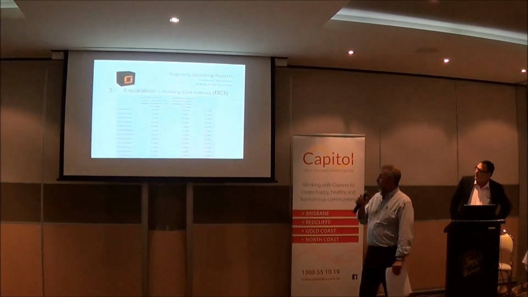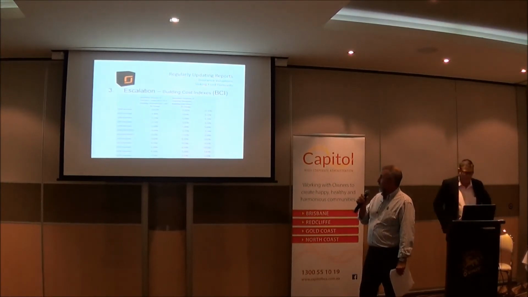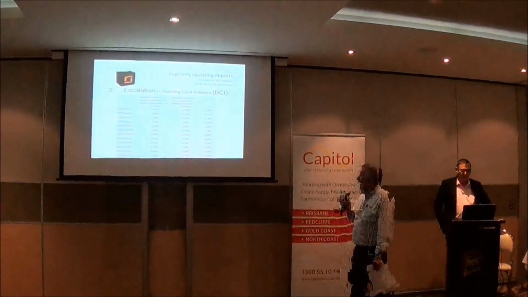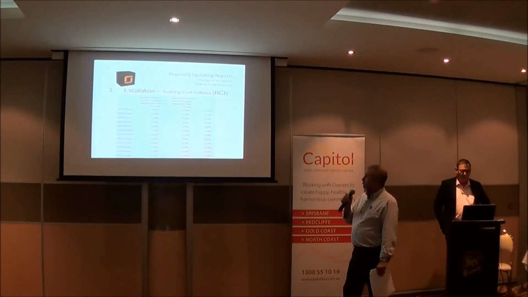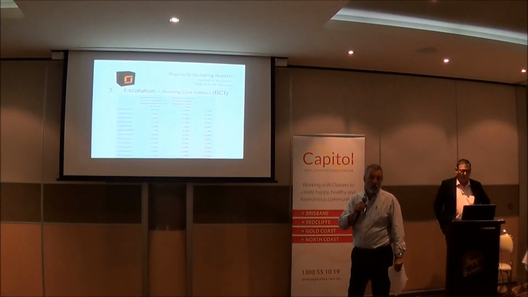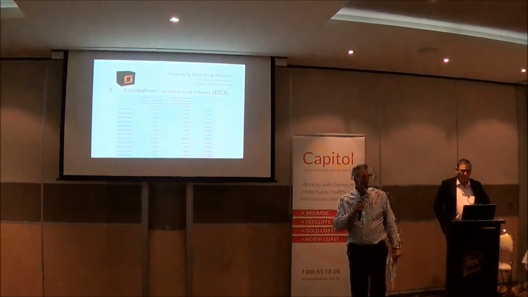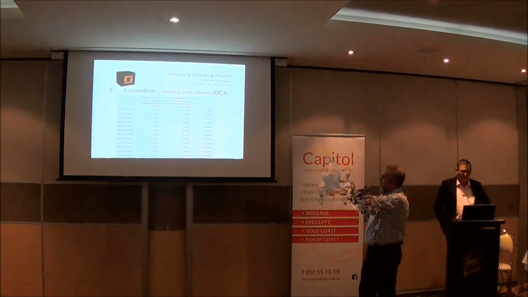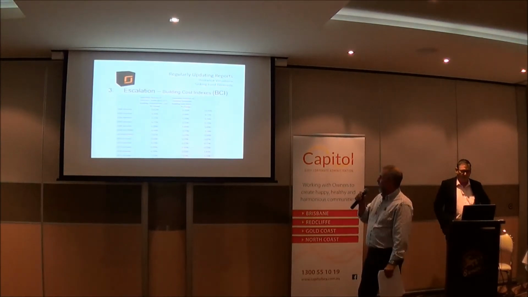This is a table of escalation over the last about 11 years. And you can see back in 2004, escalation was 11.5% per annum. That was the glory times. That's when we were all making big money in building. And then there's a steady decline down through the next 3 or 4 years.